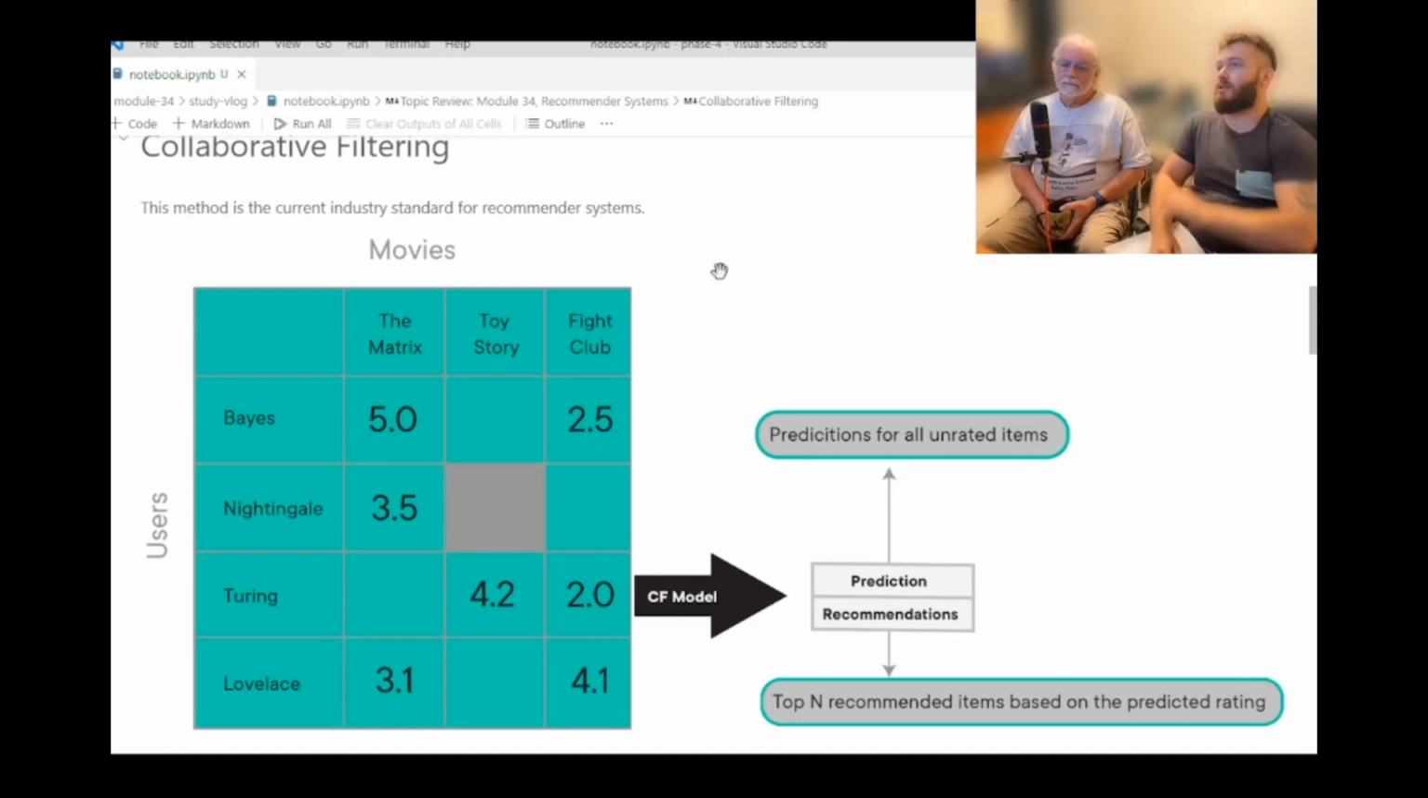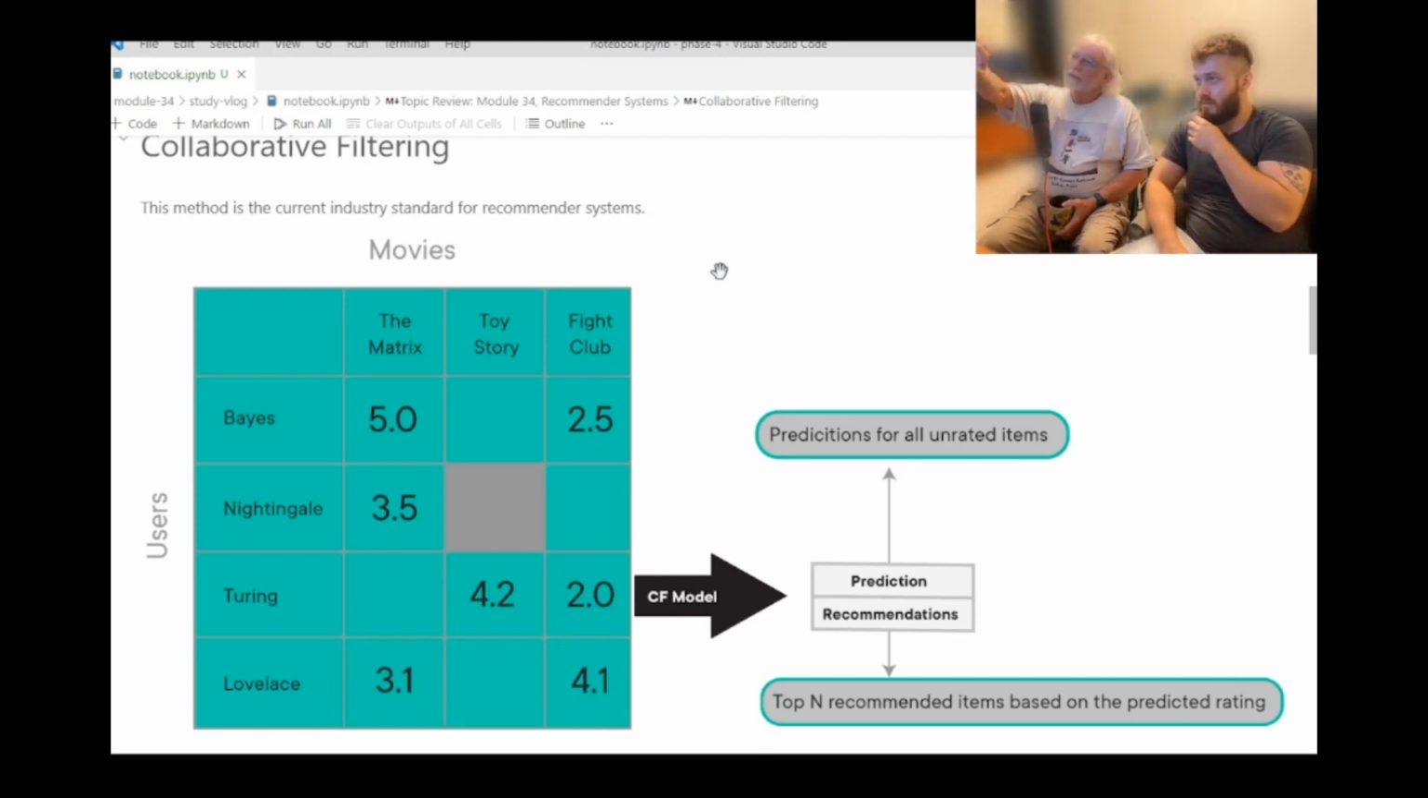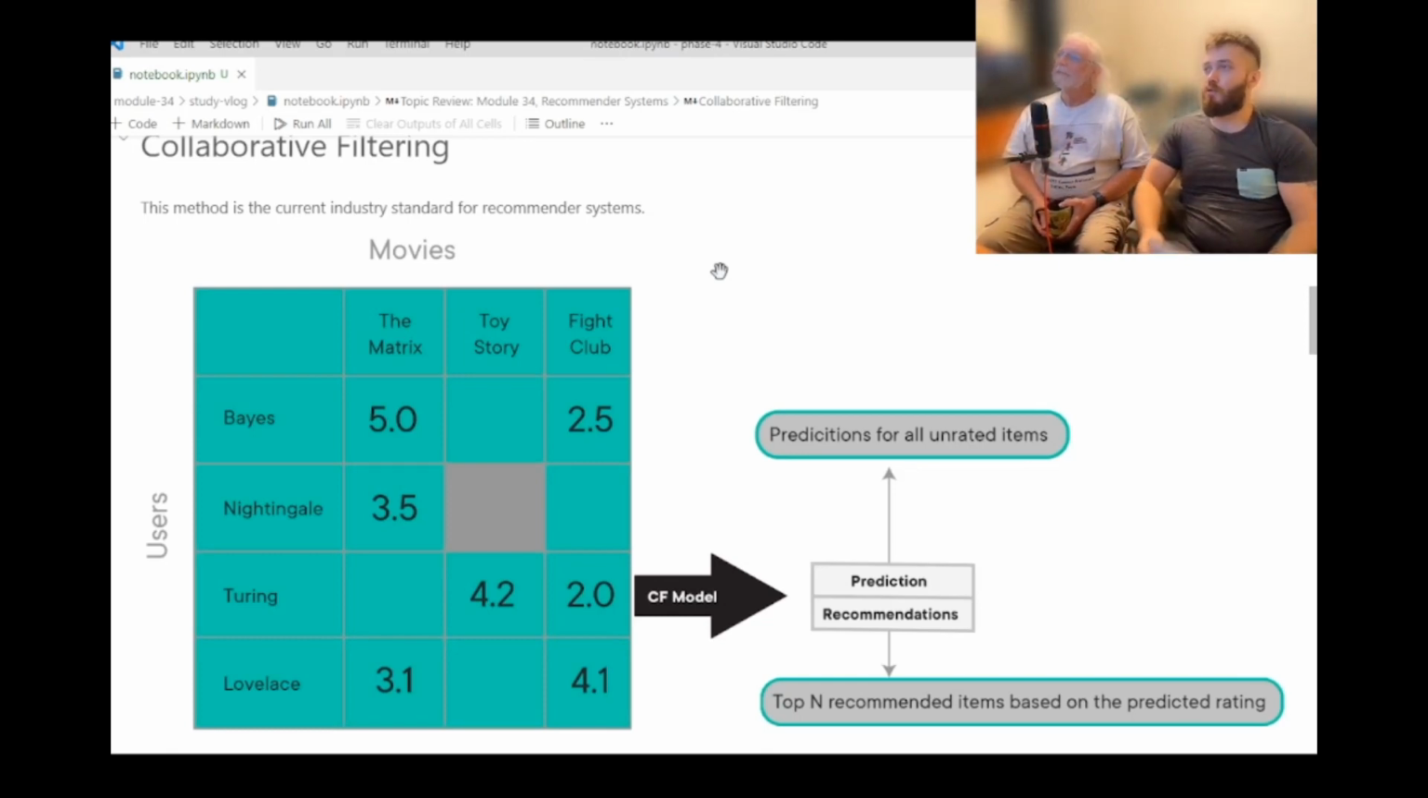So this gray square here, we don't have a rating for Nightingale on Toy Story. Yeah, there are others that are blue but blank. Those are also blank. They're just not the current target. Right now, we're trying to make a recommendation for Nightingale. Oh, okay. So the other ones, we'll get there eventually. But at present, we're trying to decide whether or not to recommend Toy Story to Nightingale.